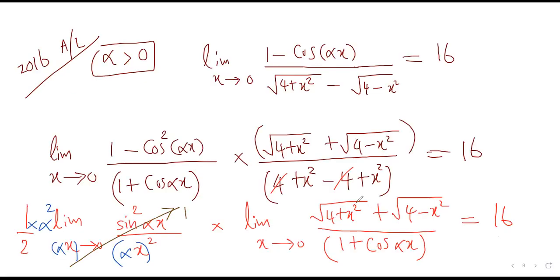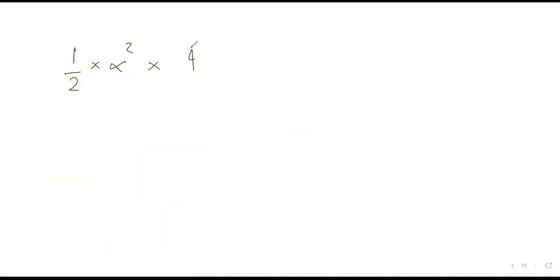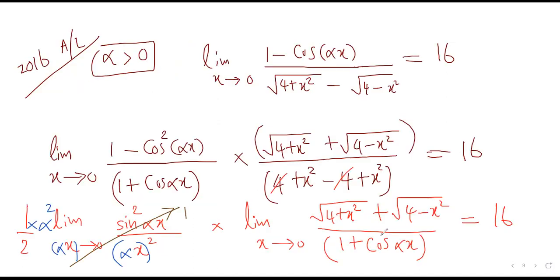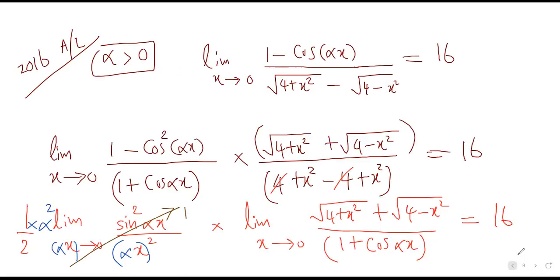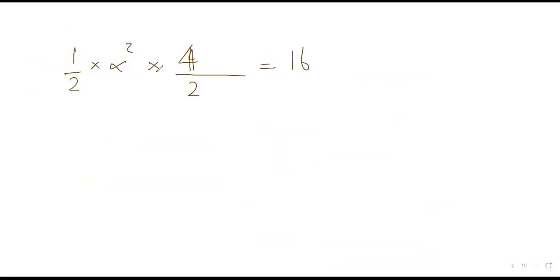When x is going to 0, this part is going to 0. Then square root of 4 is 2. 2 plus 2 is 4. 4 over 1 plus cos alpha x. If x is 0, cos alpha times 0 is 0. Cos 0 is 1. 1 plus 1 is 2. That's going to be 16, right? Yes. Okay. Shall we simplify?